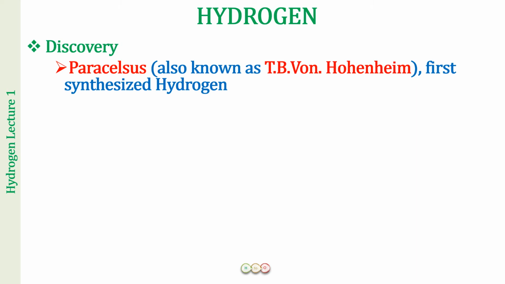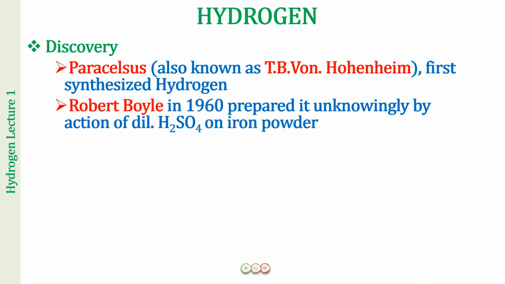But what did he leave behind? Just a note of his experiment. And this note was probably read by another scientist, Robert Boyle. He probably took the same elements and performed the experiment. So in the year 1660, Robert Boyle prepared hydrogen by the action of dilute H2SO4 on iron powder. He again saw that a gas was produced, but he too did not understand the nature of the gas.